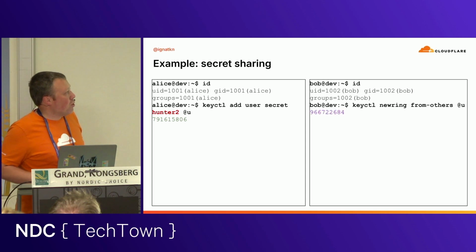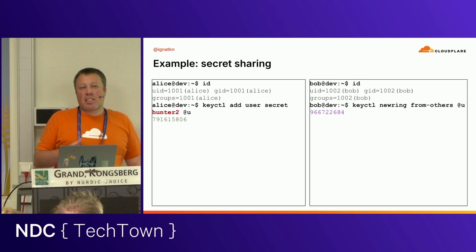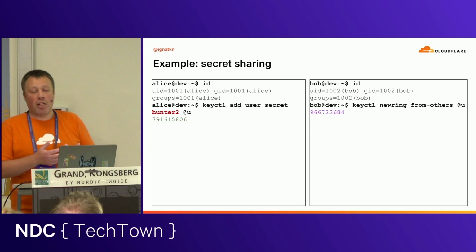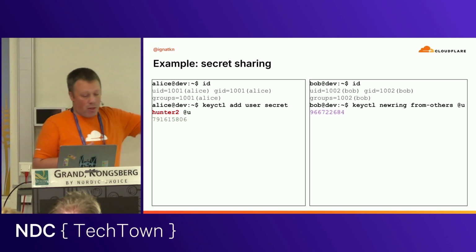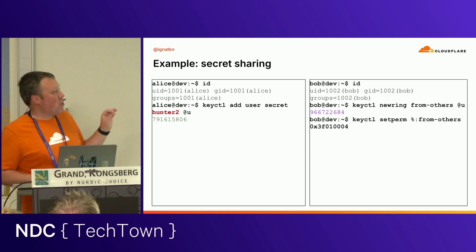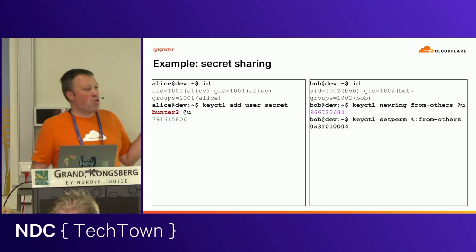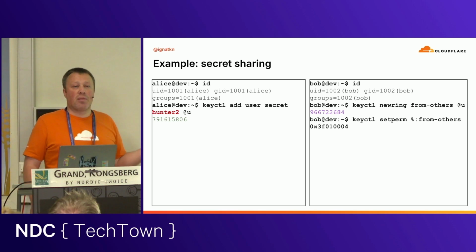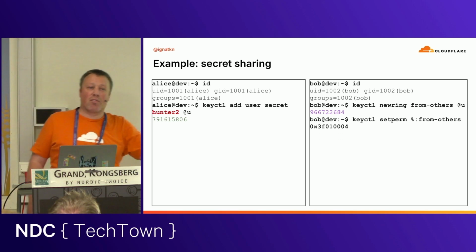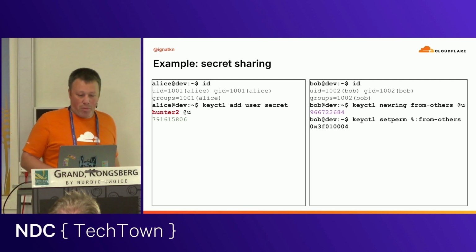So if Bob is expecting a secret from Alice, Bob can create a new keyring, and he will also get a serial number. And Bob can set permissions on that keyring, which basically allows any user on the system to write to that keyring. And writing to a keyring means putting keys into the keyring, right? But not reading even from that.